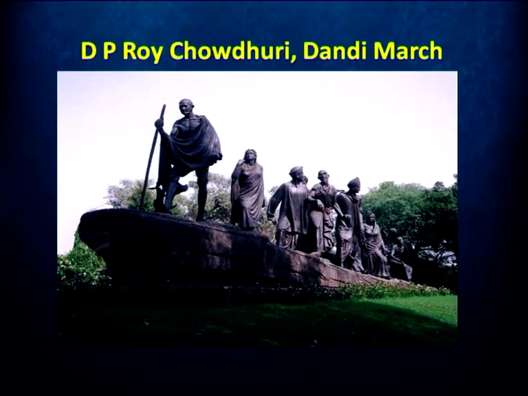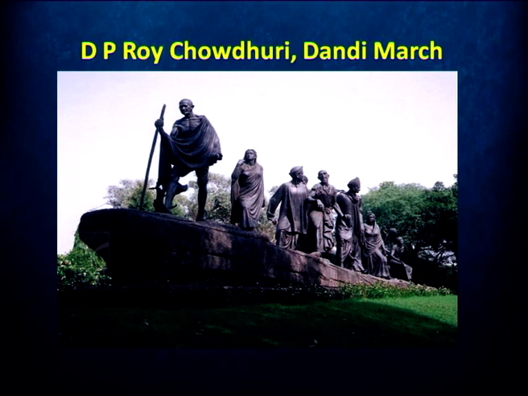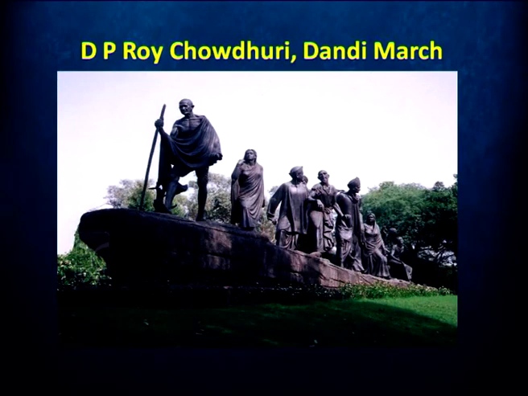And this is an example of a bronze sculpture, a sculpture made by Deviprasad Roy Chowdhury, commonly known as D.P. Roy Chowdhury, and this is the Dandi March. He made it after independence, and it is installed in Delhi. You have the figure of Gandhi in the front, and this is the Dandi March, the salt satyagraha and all that. If you look at the figure of Gandhi in the front, Gandhi is holding a stick and in the gesture of walking.